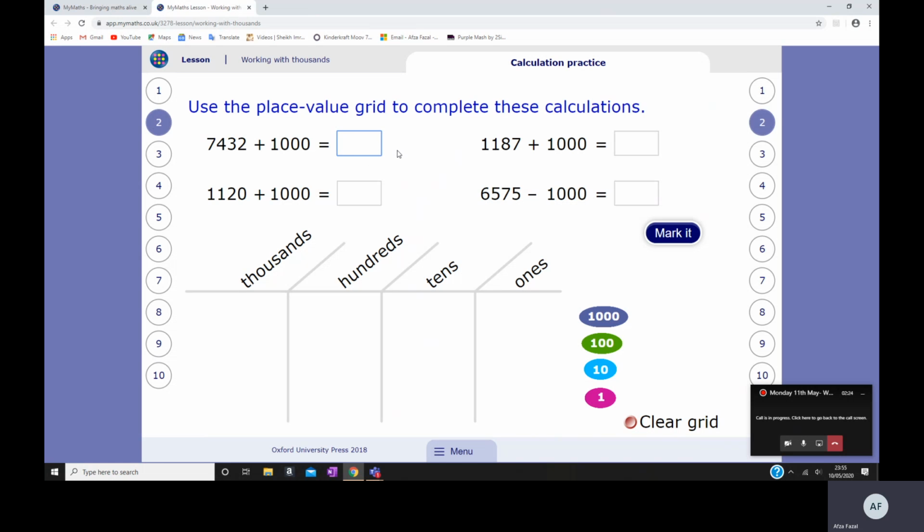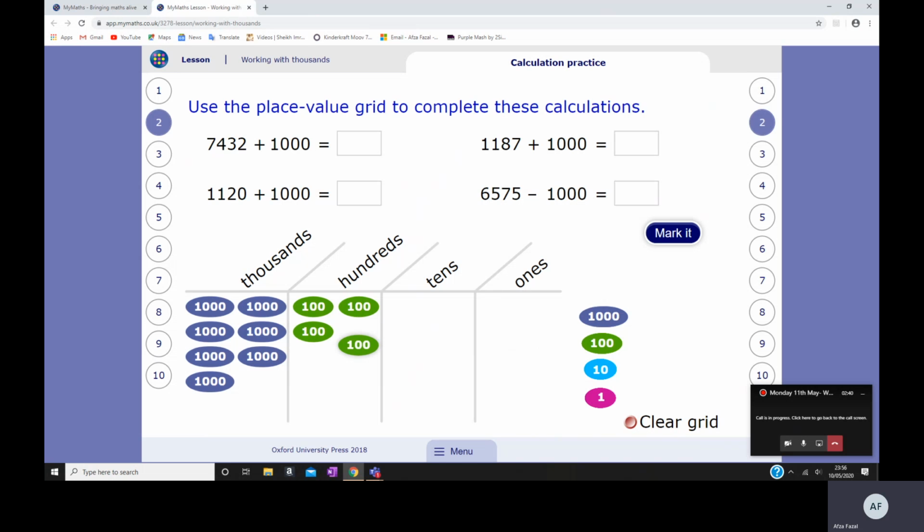So moving on. Now we've got the place value grid here, we've got some counters and we've got a number. The number I've got there is 7432. I'm going to start off by placing 7 counters in the thousands column because that's my digit there. Then I've got 4 hundreds, 3 tens, and 2 ones. So that's 7432, and I need to add 1000, which I'm going to do there. My number now is 8432. The only digit that changes is the thousands column.